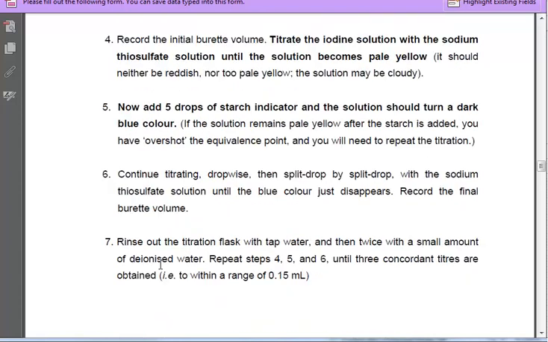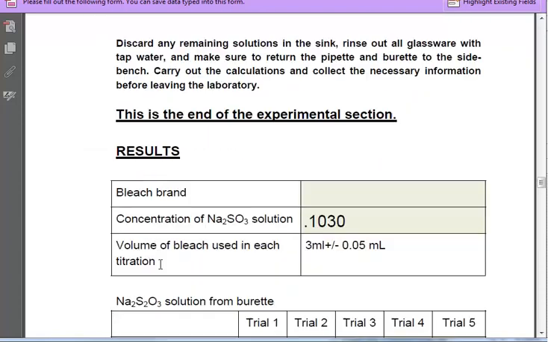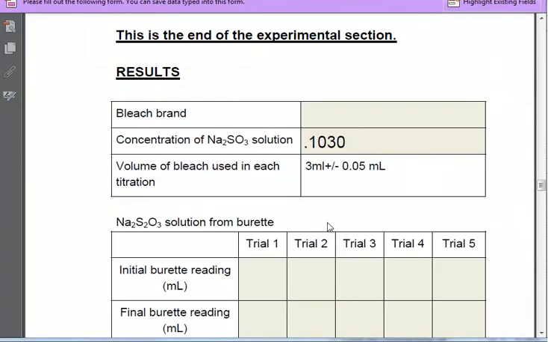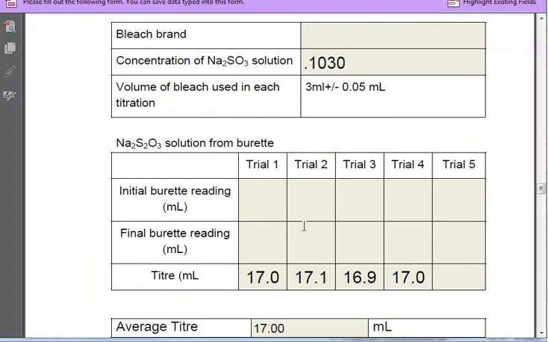Now, I don't know which bleaches we're going to be using this year, so you're going to need to put the bleach brand in, and nor do I know the concentration that the technicians will prepare, but they'll prepare a solution and then you will be given the concentration of the thiosulfate solution, and you'll do a series of titrations. So let's pretend for the sake of argument, that we got a titration that was 17.0 thiosulfate to make it go clear, 17.1, 16.9. We've got very good concurrent results.